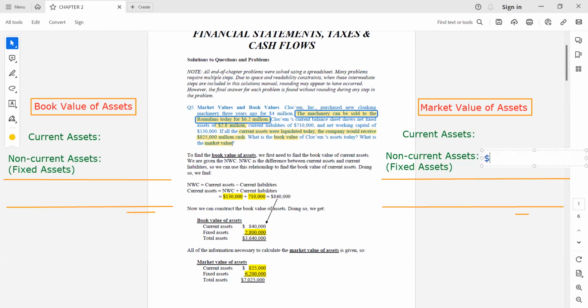This is the 6.2 million. Next, Cochlear's current balance sheet shows net fixed assets of 2.8 million. Net fixed assets means fixed assets, no? It is book value, because it's from the balance sheet. So, right here.